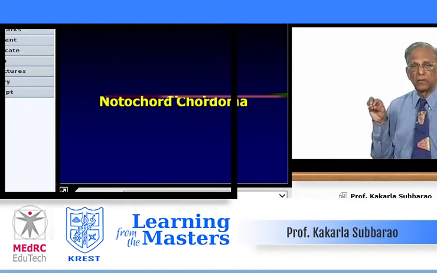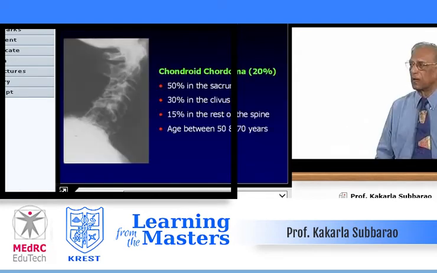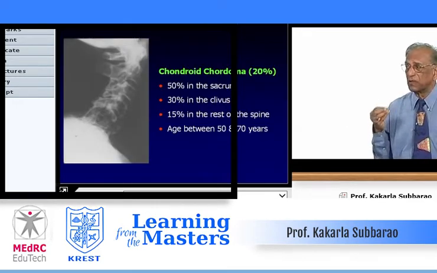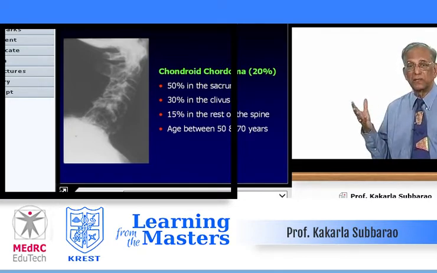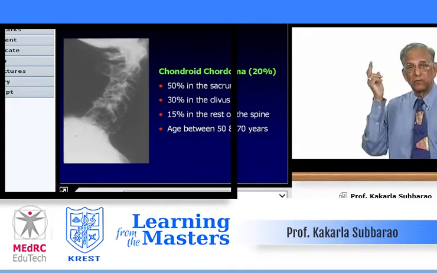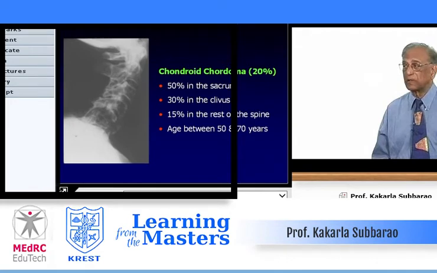The chordoma can arise from notochord elements. And then there are two types of chordoma. If there is extensive calcification, you could think of a chondroid type of chordoma, but they only constitute 20%. 50% of these chordomas may arise in the sacrum, 30% in the clivus. So in the spine, from one end and the other end, 80% of the lesions may occur.